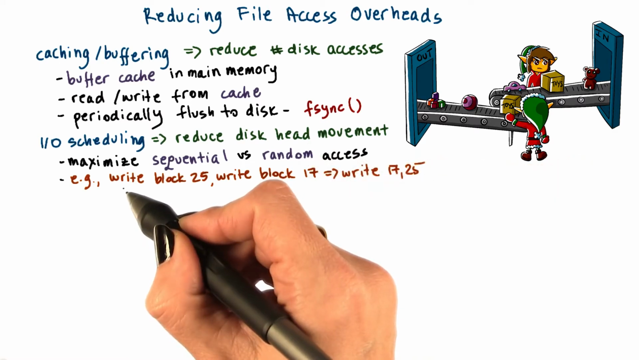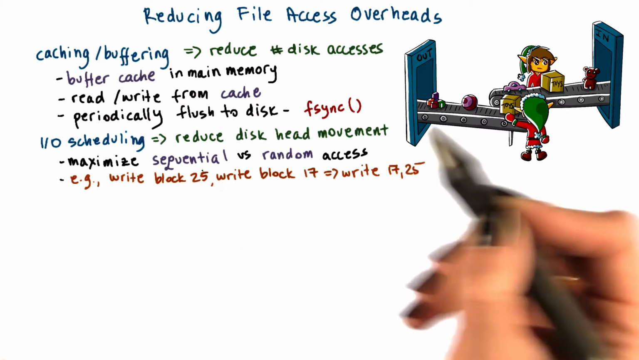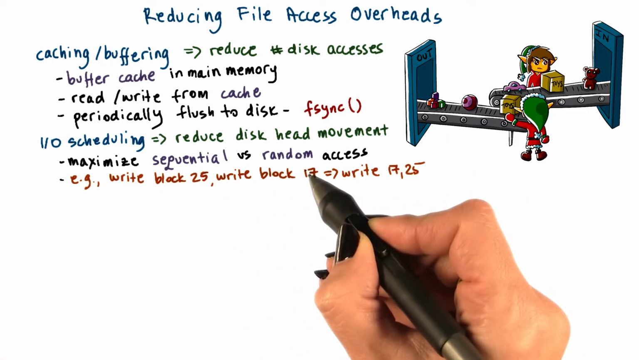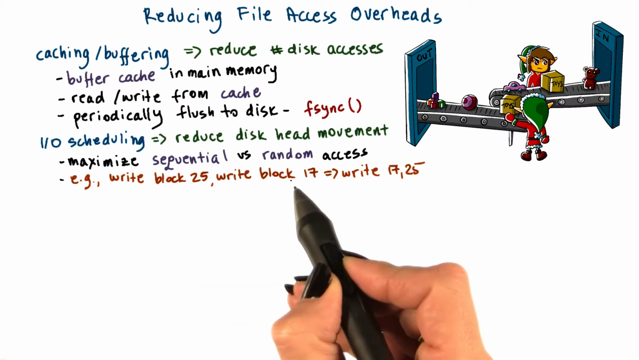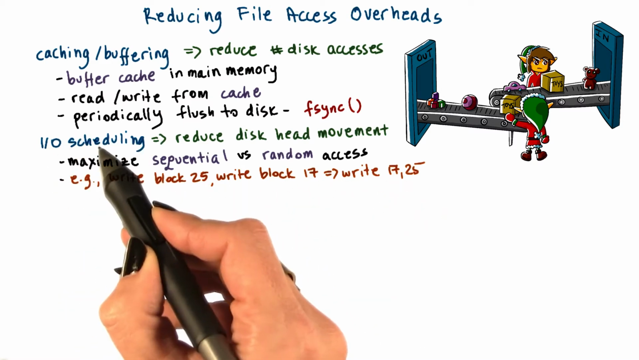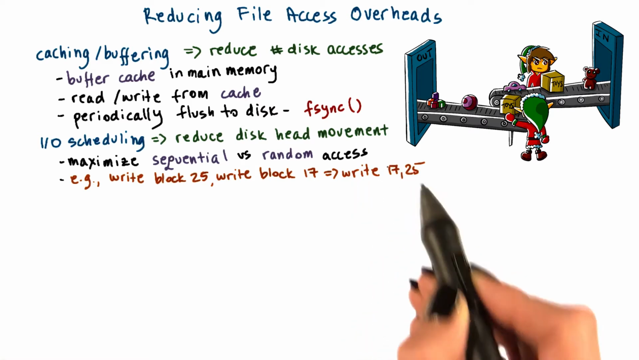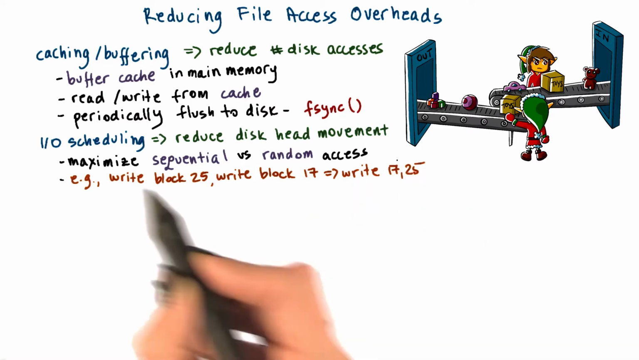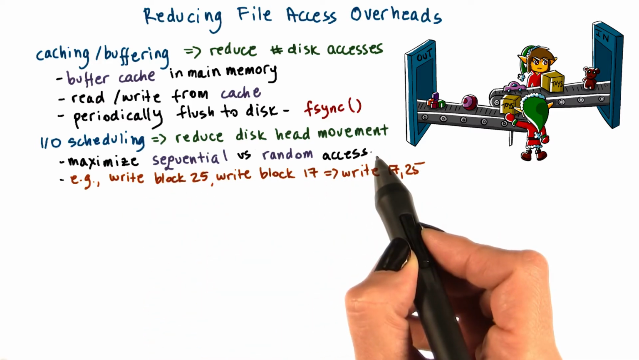What that means is, let's say we have two operations that have been issued, write block 25 followed by write block 17. And if the disk head is at position, let's say 15, these operations will be reordered by the I/O scheduler so that they're issued as write first block 17 and then block 25. And this will achieve this objective of maximizing sequential and minimizing random accesses.